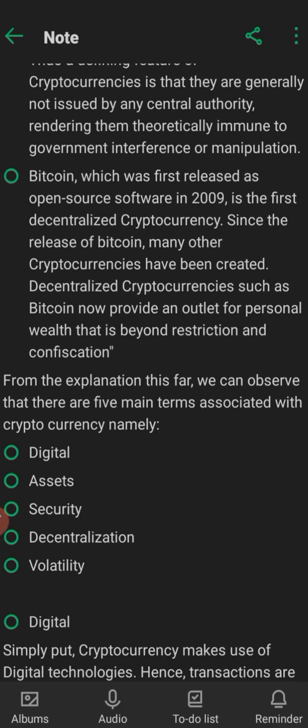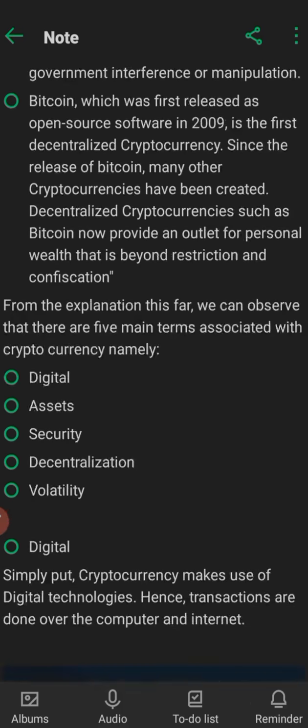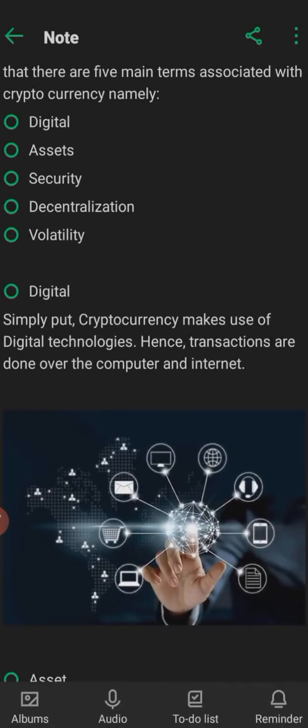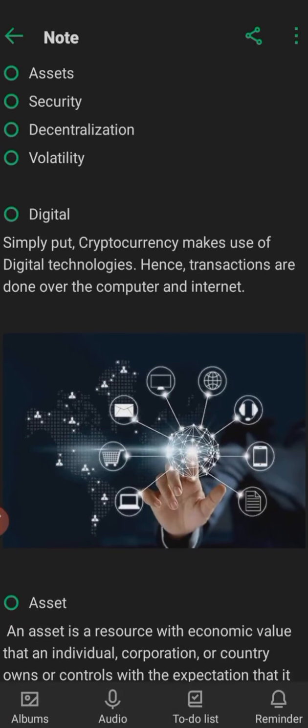Having said this, there are some key points we need to note from the definitions thus far. Now, the first is digital. The second is crypto is an asset. Third is the security aspect of crypto. Fourth, decentralization. And fifth, and very important, is volatility. Now, when we say something is digital, in summary, it's something that is transactionary over the internet, over computer. So cryptocurrency makes use of digital technologies. Hence, transactions are done over the computer or internet. As simple as that.